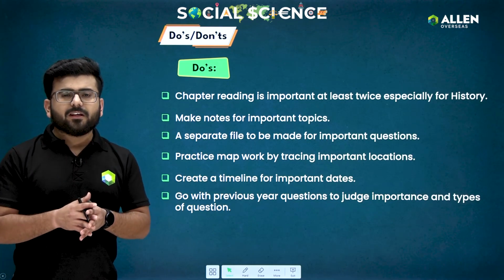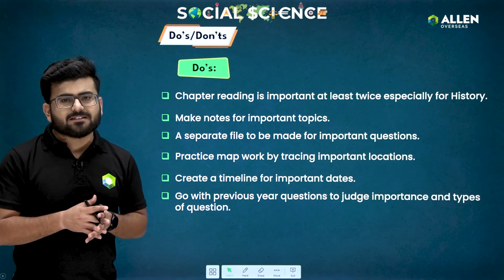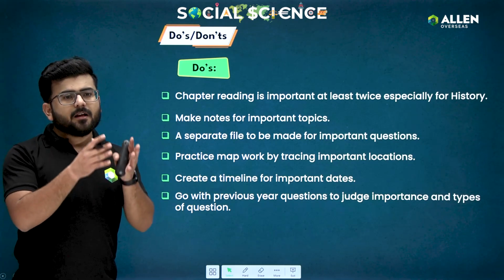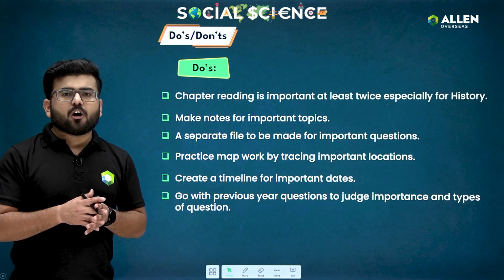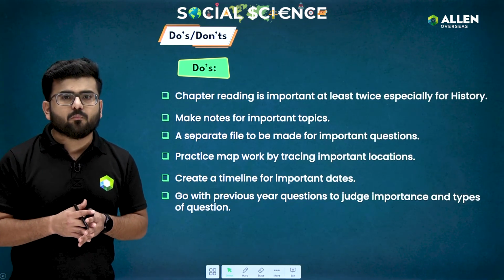So we can go through all the previous year questions which are already uploaded on the CBSE site. We can visit the official site and download all the previous year question papers. We can have an idea in order to make our study more effective.